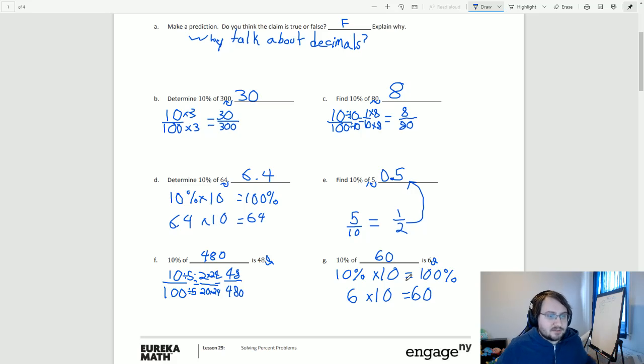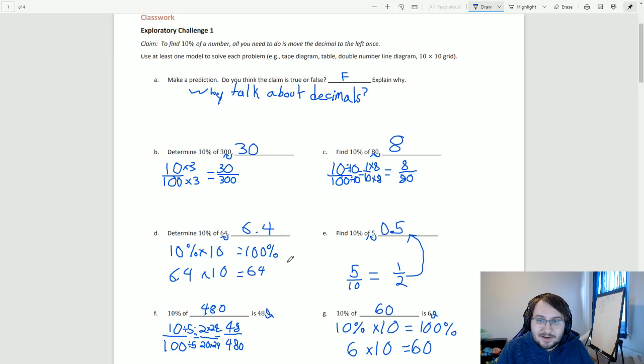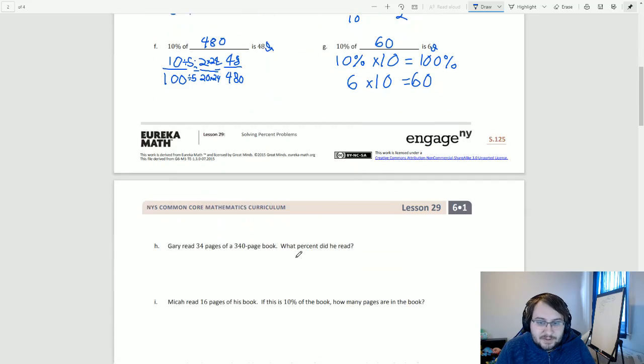So it works. If I'm trying to find my whole, I need to move to the right one decimal. And if I'm trying to find my part, I have to move it to the left. If I'm trying to find my whole, I have to move my decimal to the right one. I mean, that only works if it's 10%, but that's a big deal.